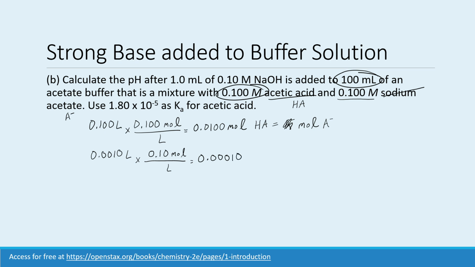And so that's 4 decimal places out, 0.00010, or 1.0 times 10 to the negative fourth moles of sodium hydroxide. Of course, this is a strong base. It's going to fully dissociate, and so moles of sodium hydroxide is equal to the same thing as moles of the hydroxide ion. Okay, we've got moles of everything. Let's go ahead and create that BCA table.